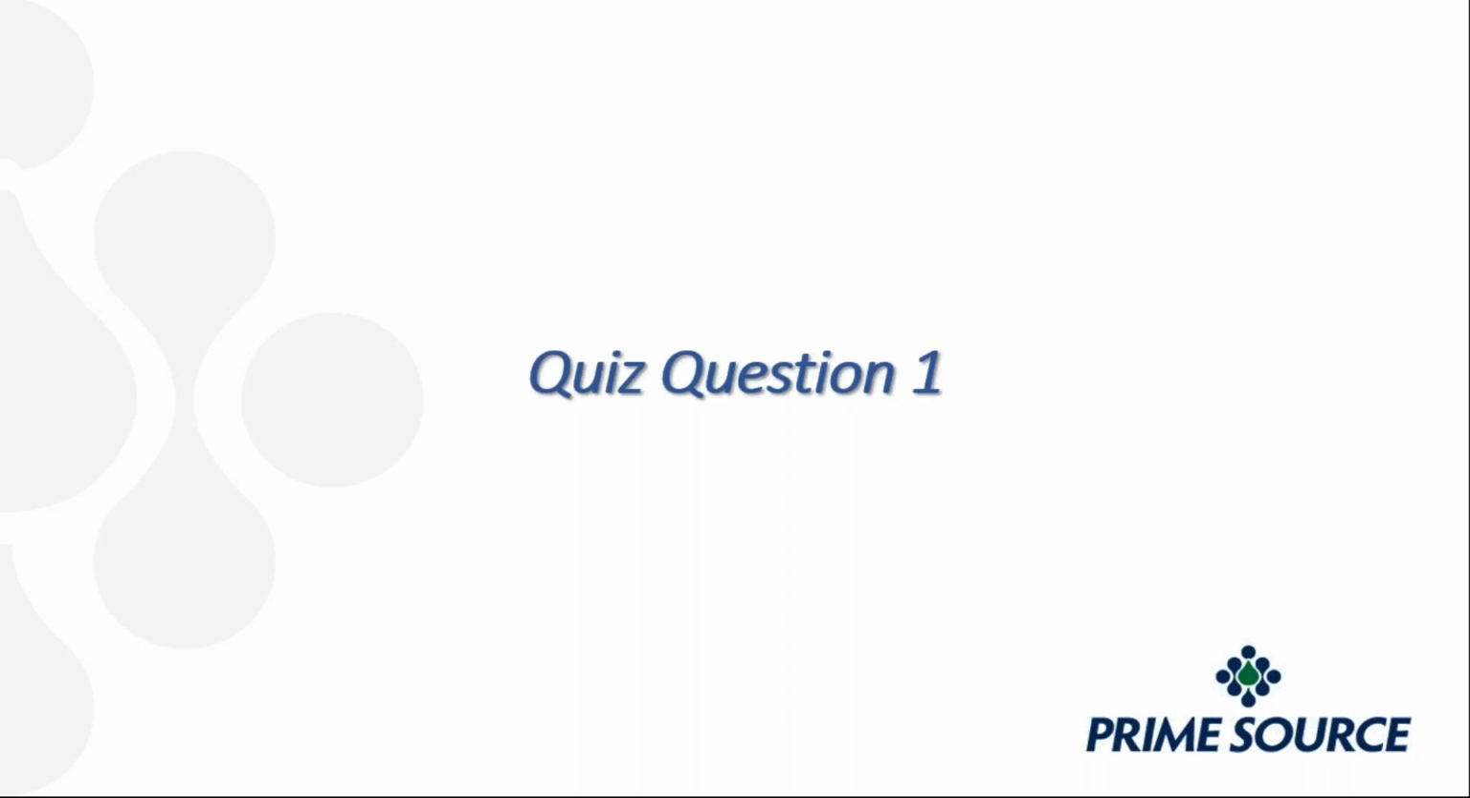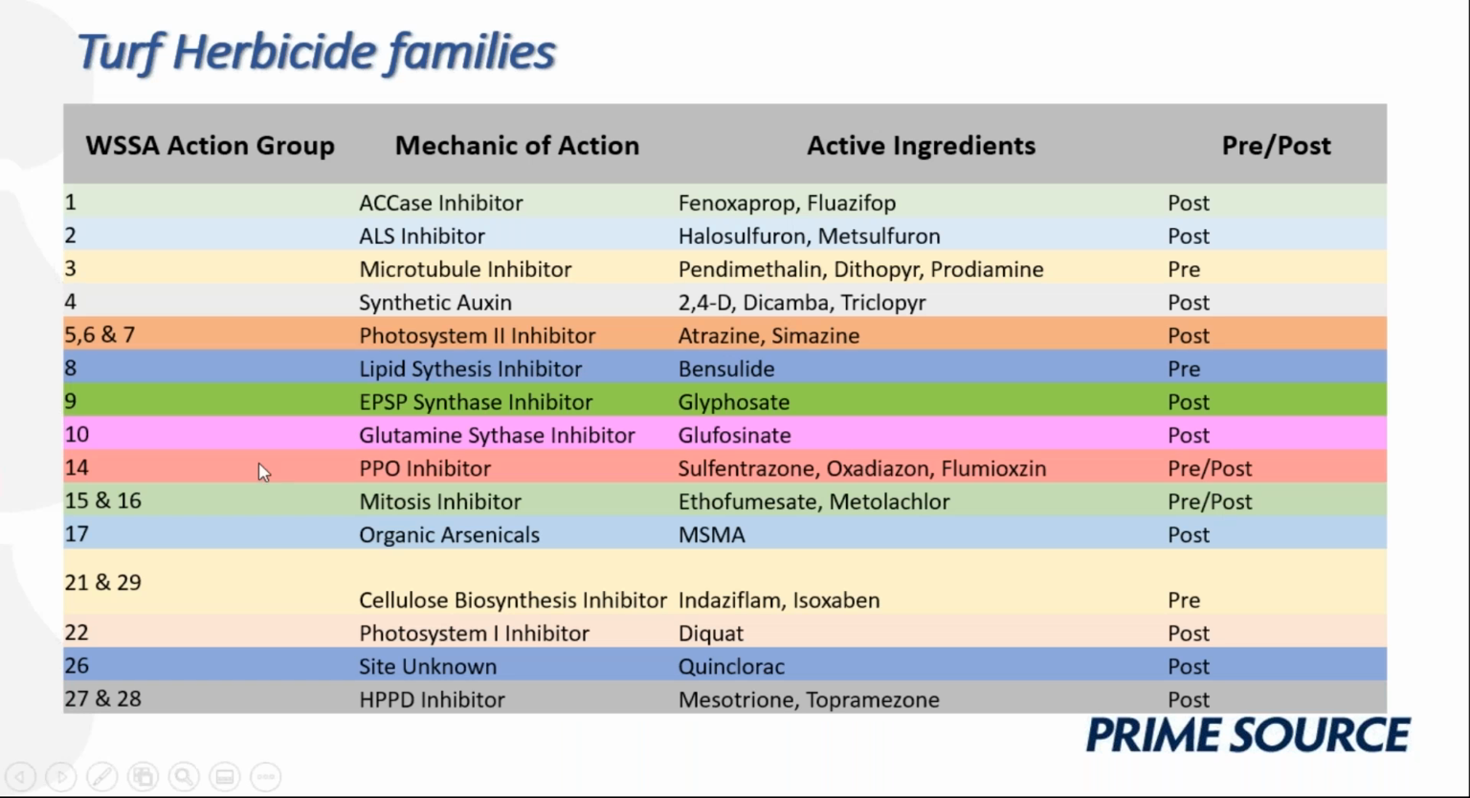Hey, Brett, quick question for you. Yes, sir. We talk mechanism of action, and I'm assuming mode of action is an interchangeable word. A lot of us don't understand how some of these products work, what their mode of action is. So how does a synthetic auxin actually control weeds, if you could describe it briefly?